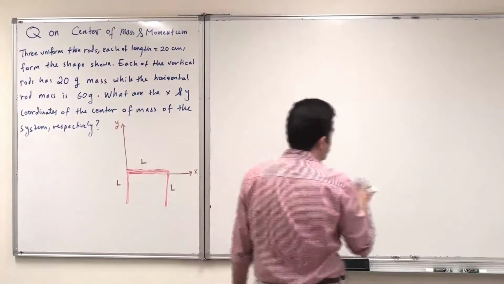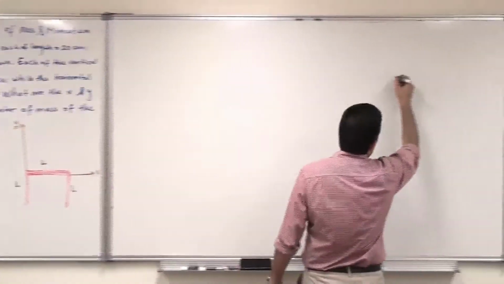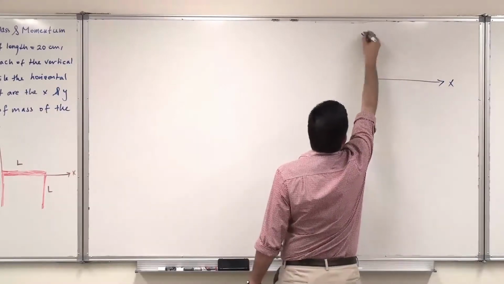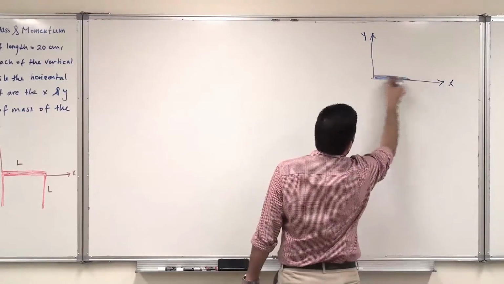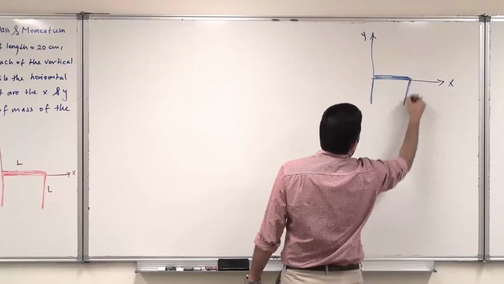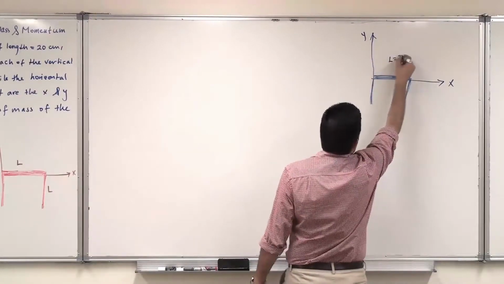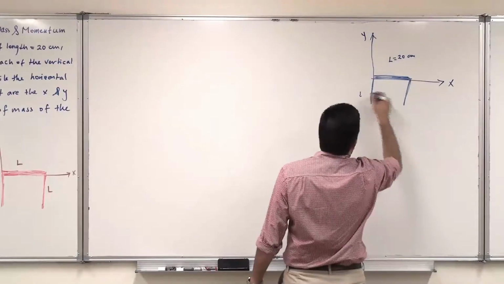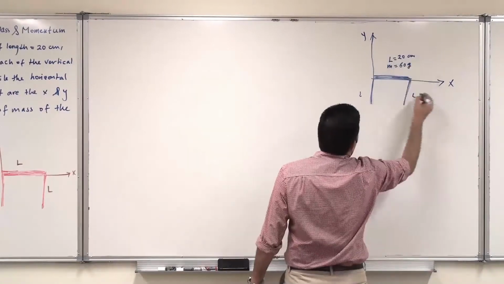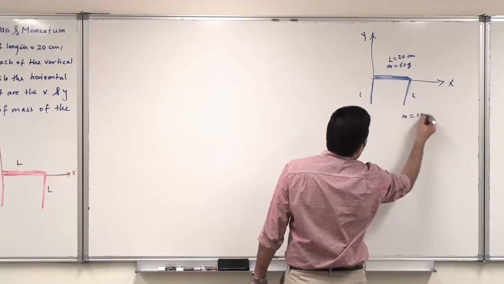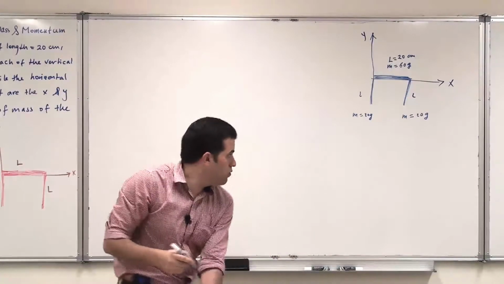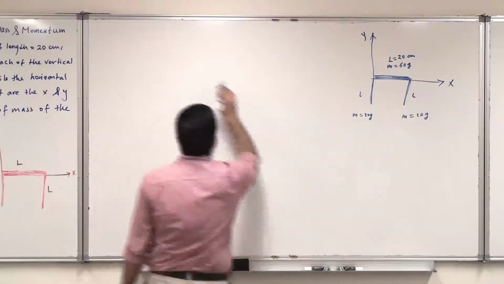In order to find the center of mass, we can redraw the shape here. This is x, this is y. We have this rod with more mass relative to the other rods, and the other two with less mass. This is L equal to 20 centimeters. This is L, L, L. The mass of this is 60 grams, while the mass of this is 20 grams, and the mass of this is 20 grams.